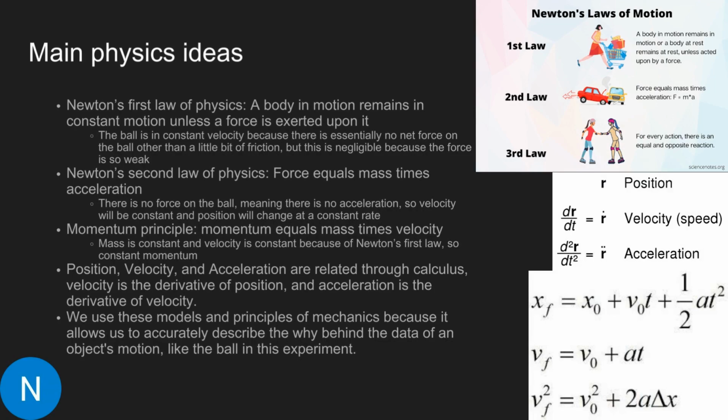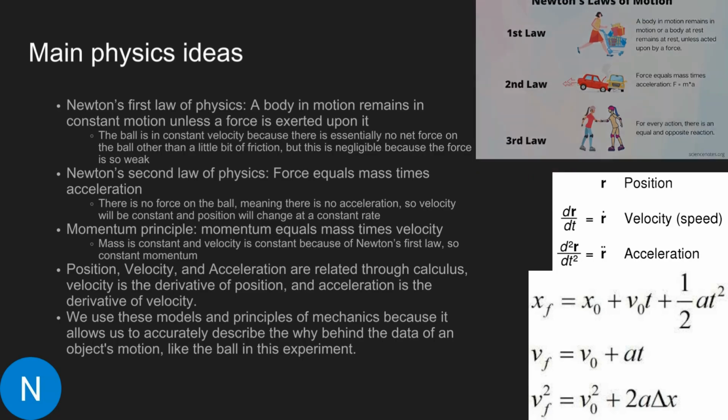So here are some of the main physics ideas. Newton's first law of physics: a body in motion remains in motion unless a force is exerted upon it. The ball is in constant motion in both the theoretical and experimental data because there is no net force, so velocity is constant. And then that applies to Newton's second law of physics: force equals mass times acceleration. No net force, so no acceleration, constant velocity, constant rate of change of position. Momentum principle: the ball has constant momentum because constant velocity and mass. Position, velocity, and acceleration can be related through calculus, and we use these models and principles of mechanics because it helps us describe the why behind the data of the object's motion.